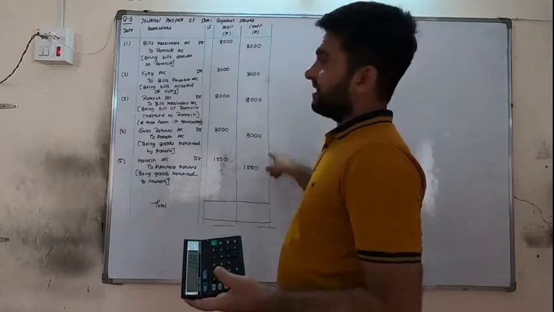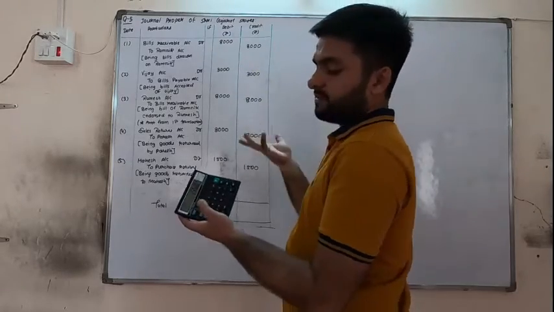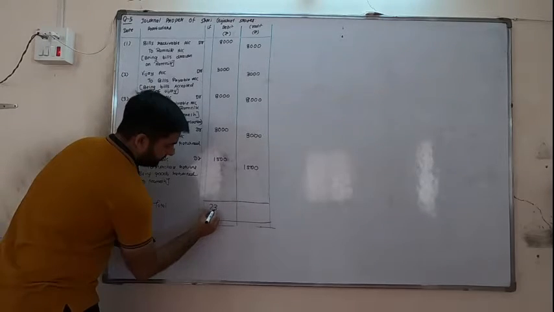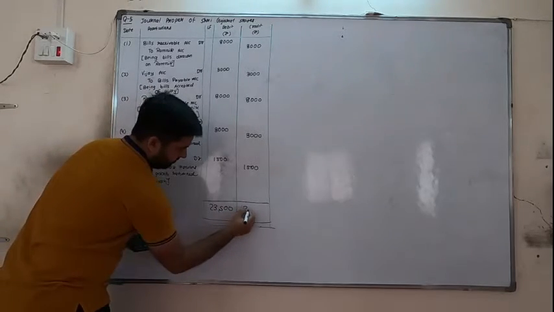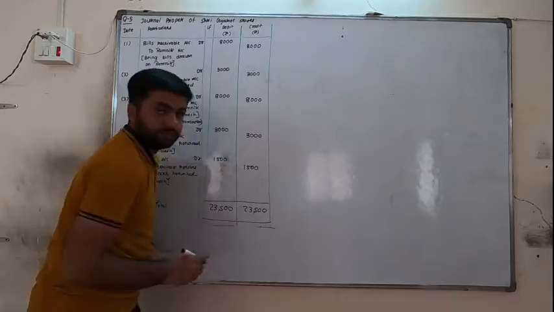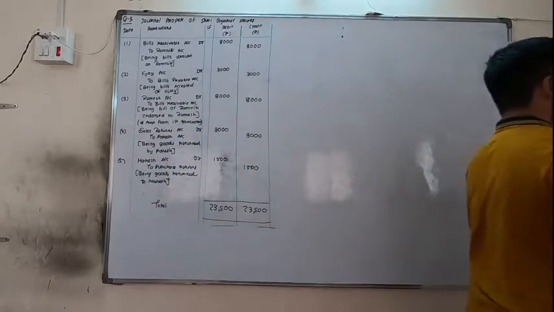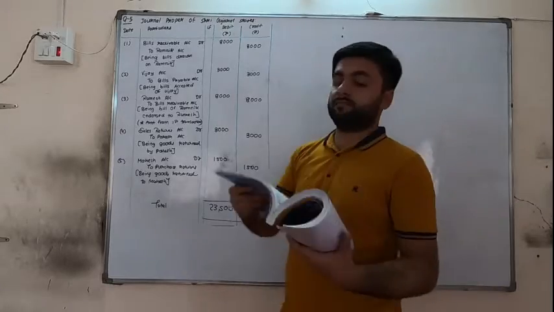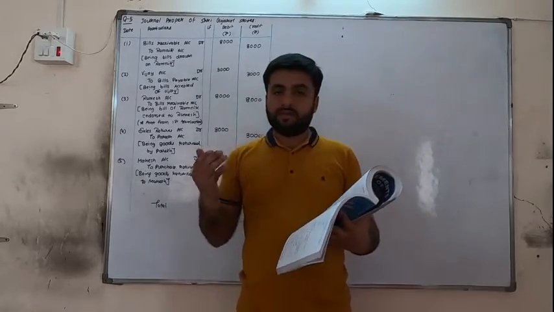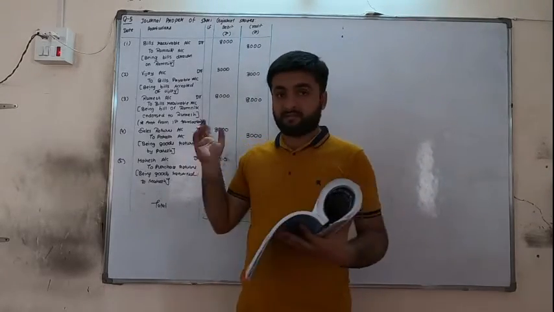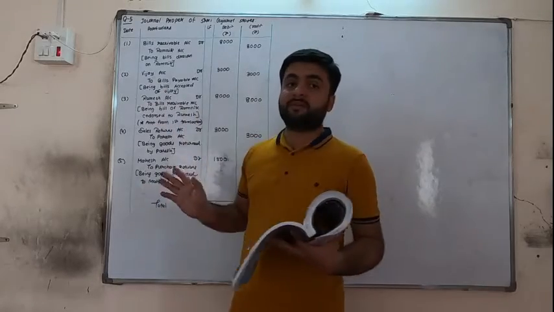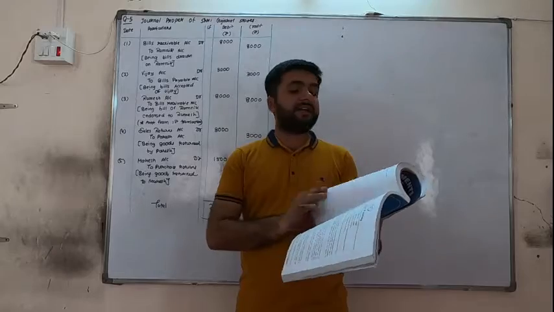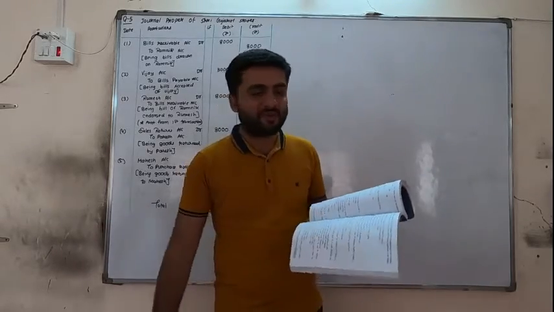I am not taking both sides because on both sides the same amount is written, 23,500. Next sum. So today we will complete 4, 5, 6. Fourth sum is completed, fifth sum is completed. Now we are going for the sixth sum. After that, tomorrow 7, 8 and 9. So tomorrow this chapter will also be over.